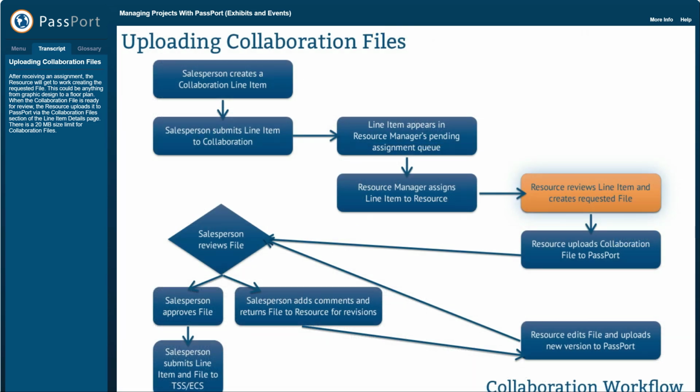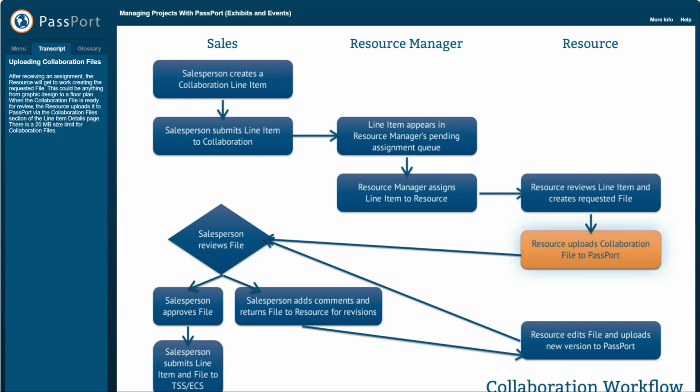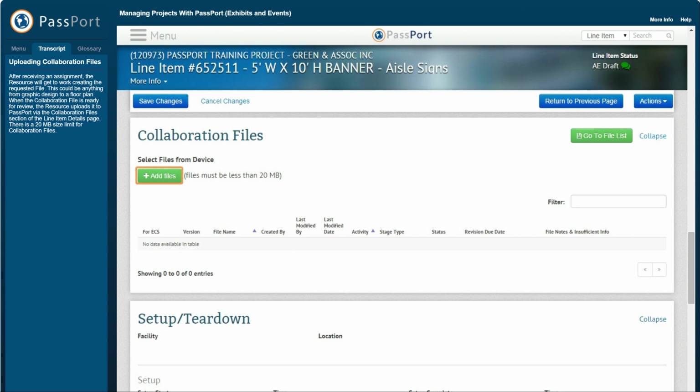After receiving an assignment, the resource will get to work creating the requested file. This could be anything from graphic design to a floor plan. When the collaboration file is ready for review, the resource uploads it to Passport via the collaboration file section of the line item details page. There is a 20 megabyte size limit for collaboration files.